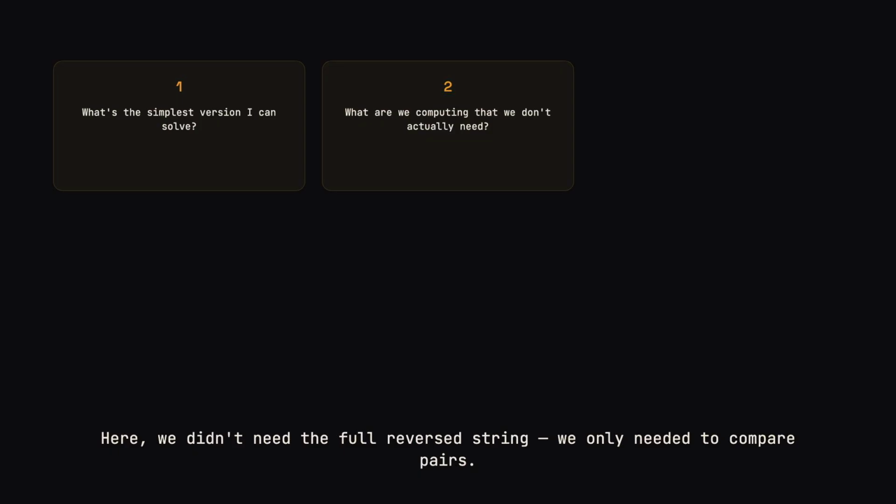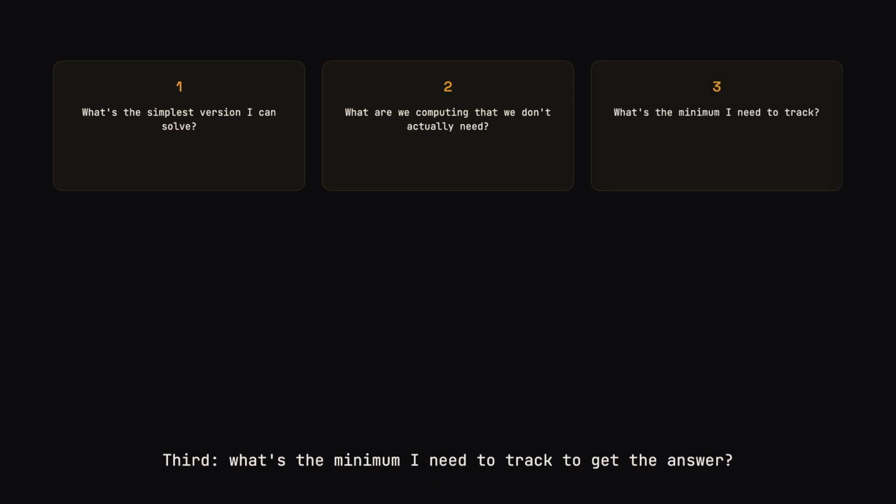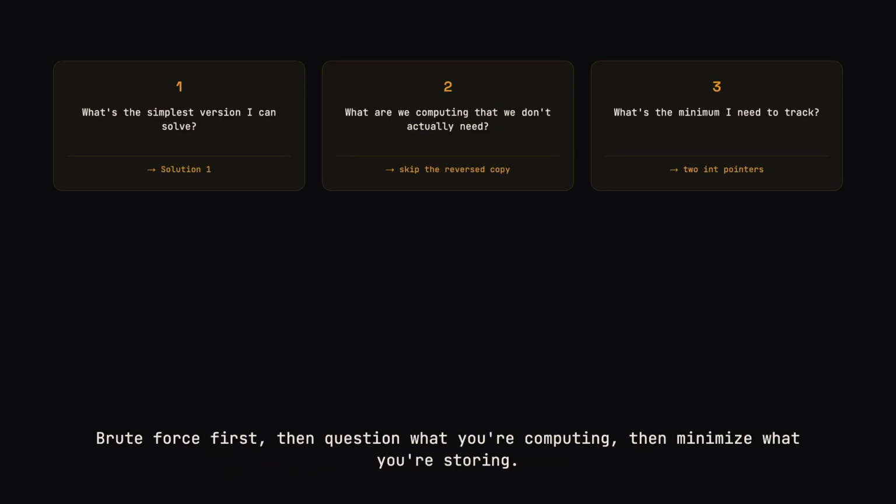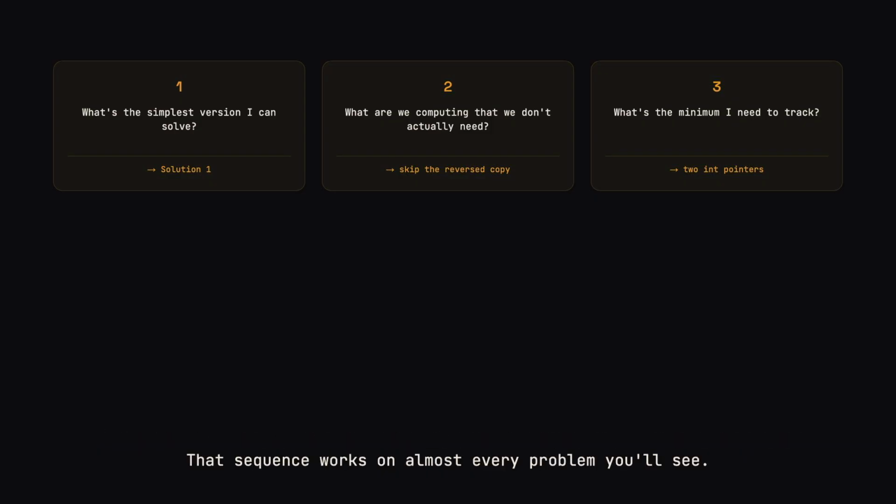Here we didn't need the full reversed string. We only needed to compare pairs. Third, what's the minimum I need to track to get the answer? That's what reveals the optimal space complexity. Brute force first, then question what you are computing, then minimize what you are storing. That sequence works on almost every problem you will see.